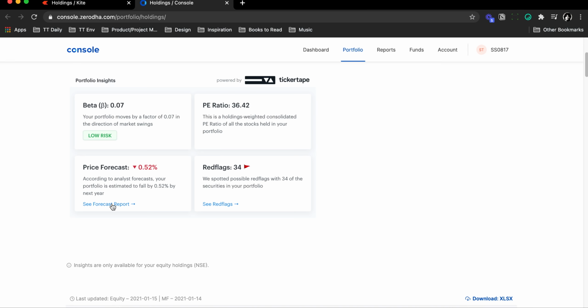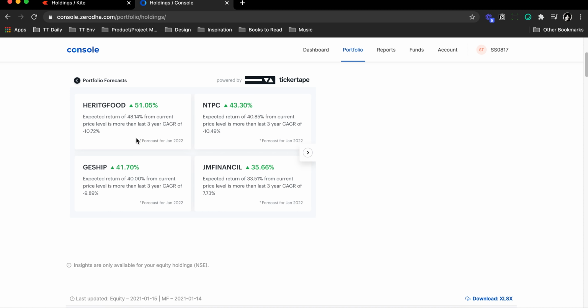Like I mentioned, we have price forecasts of the individual securities that are in your portfolio. So again, we come up with a consolidated or a weighted price forecast for your entire portfolio, right? As you can see, Heritage Food has a price forecast of 51.05 on the upside. So there's a potential that it can go 51.05% above its current value in the next 1 year.